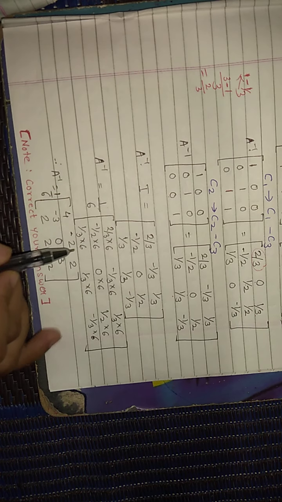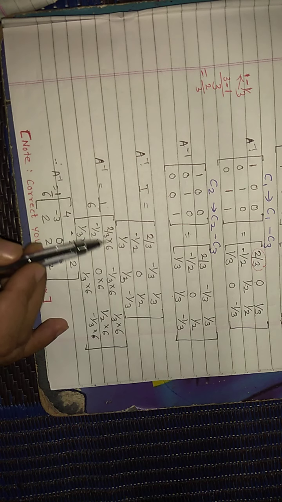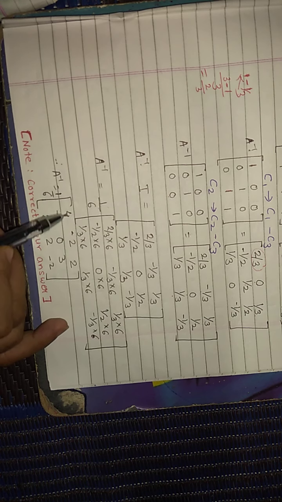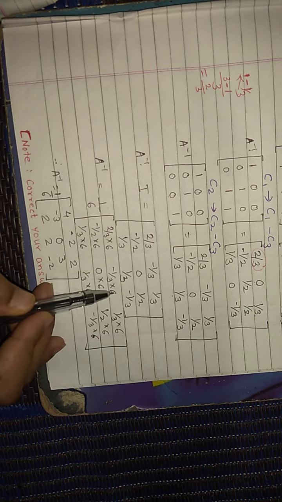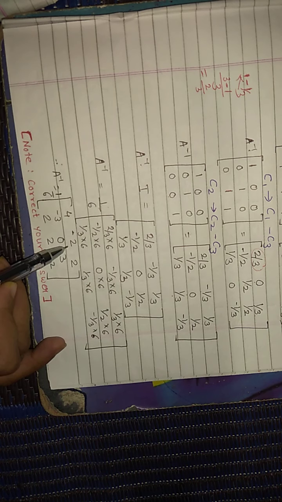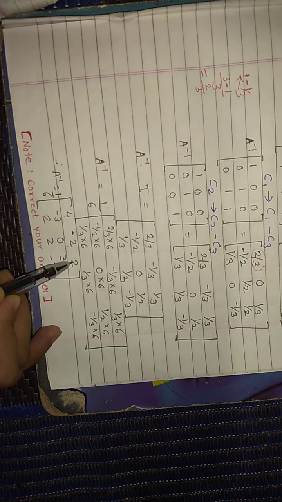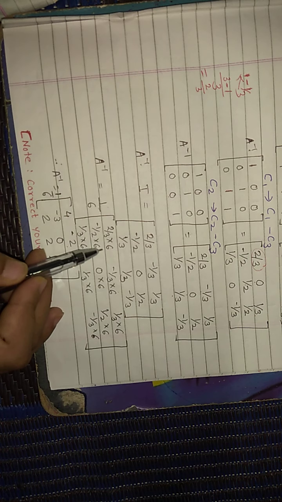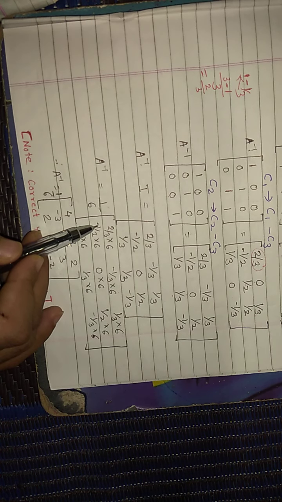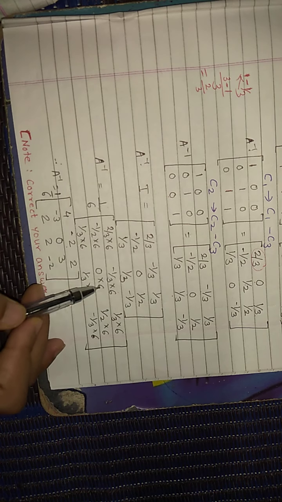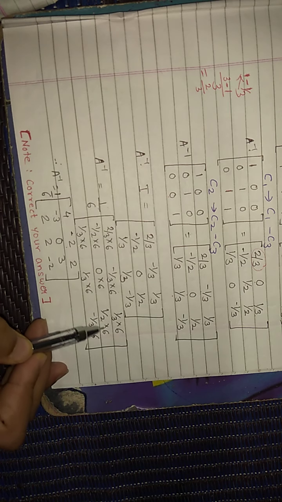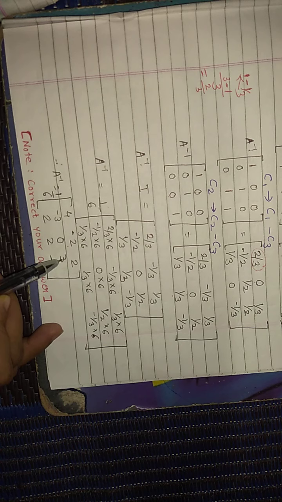So that's why we get the answer: 3 1s are 3, 2 2s are 4. 3 1s are 3, 2 2s are 2 into minus 1, minus 2. 3 1s are 3, 2 2s are 2 into 1, 2. 2 1s are 2, 3 3s are 3 into minus 1, minus 3. 0 into 6, 0. 2 1s are 2, 3 3s are 3 into 1, 3.